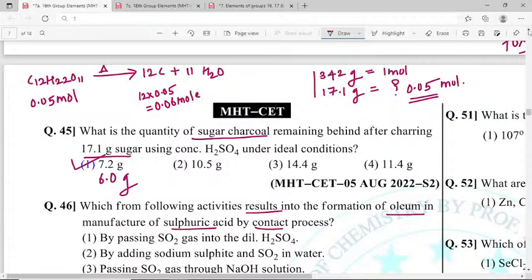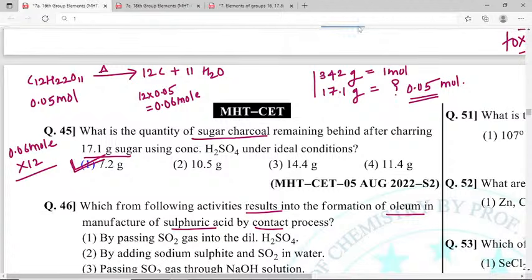So this is mole. This question, question 45, has to be solved again, so look at question number 45 and pay attention here. This is actually mole, and the mole is multiplied by the carbon, which is 12. So 0.06 mole multiplied by 12 gram is your answer. Correct, 7.2. So please mention question number 42.